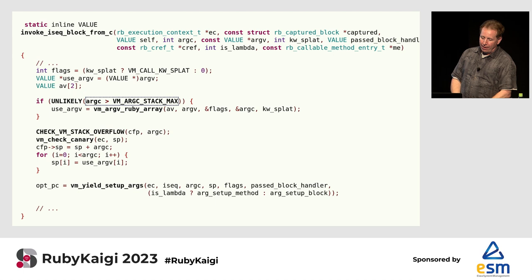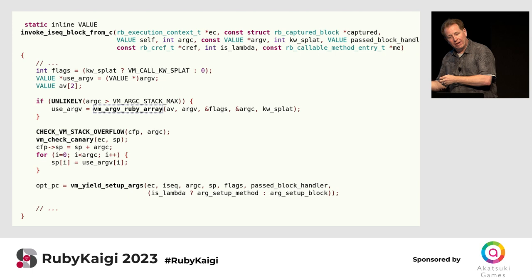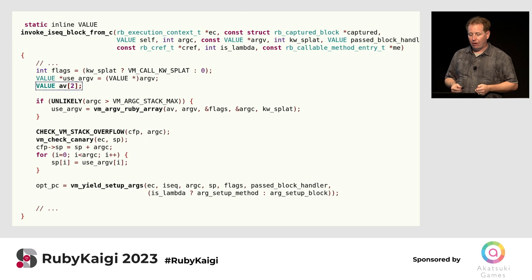Now, if the number of arguments provided is over some limit, we call a newly added VM argv Ruby array function to create the temporary Ruby array, copy the arguments from argv into it, and then return a pointer to the Ruby array. We actually always pass an array of two arguments in this case. The first argument is that temporary array. The second argument is always a keyword hash.